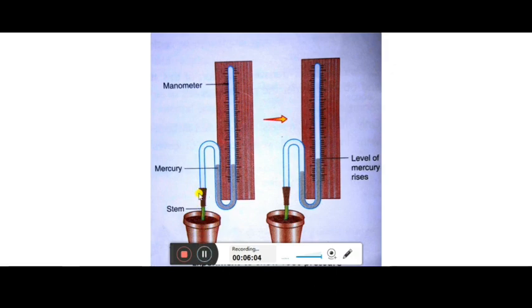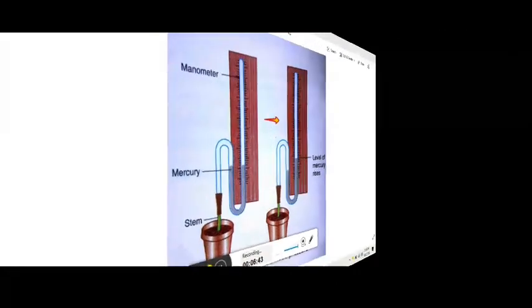As you cut this stem part and place this glass tube with it, after a few minutes you will find that the mercury level starts changing. The level starts rising up. Here you can see the level of mercury rises. This is the manometer on which you can see how much rise there is. It is because root pressure is being applied from here and raising the mercury level. So this proves that the upward movement of water in the stem is due to root pressure.